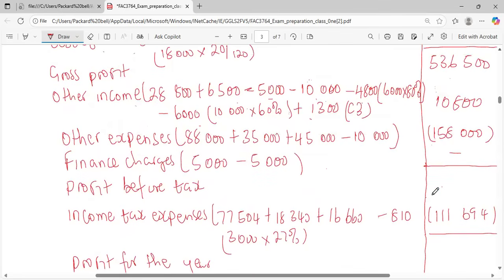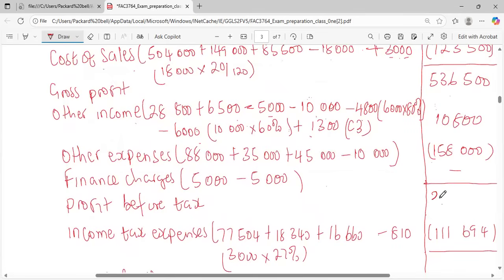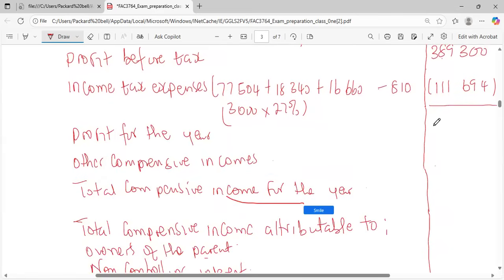So our profit before tax here is 389,300. Then from there, we minus the income tax, which is minus 111,694. So our profit for the year is going to be 277,606. That's our profit for the year.